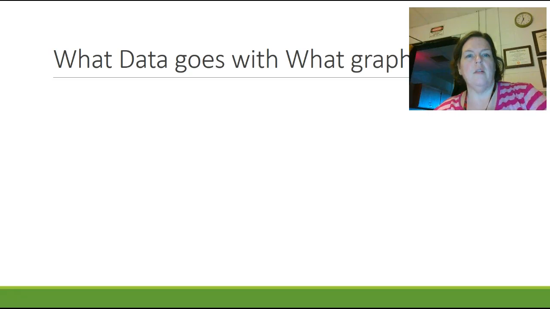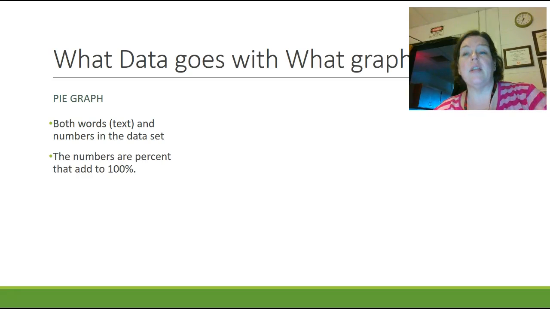Here we go. So what data goes with what graph? A pie graph: both words, text, and numbers in the data set. The numbers, however, are percents that add up to 100, so that makes it completely and totally different from any other type of graph. So we need to be aware of that.